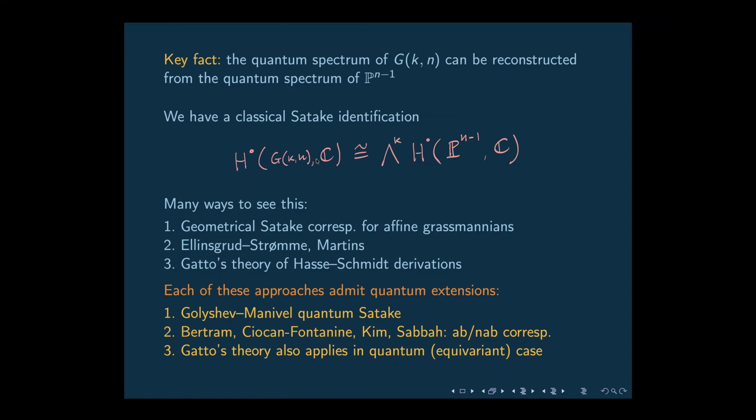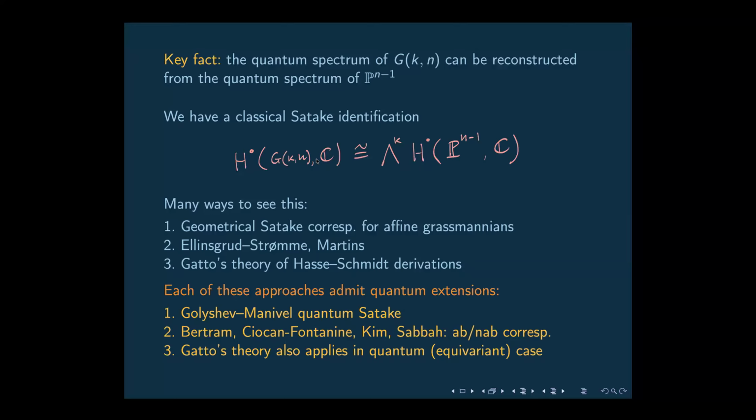But let me also mention that the same result can be established by using Vallejo–Gatto's theory of Hasse–Schmidt derivations, a very beautiful theory which allows you to prove a statement like this in a uniform way for all Grassmannians G(k,n) with fixed n and varying k altogether.